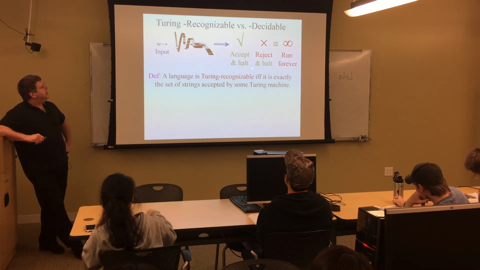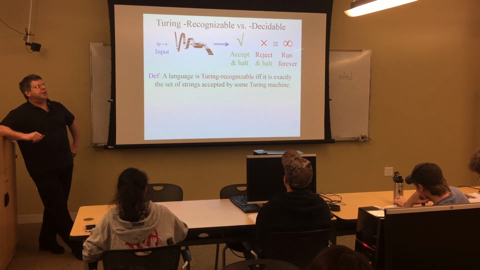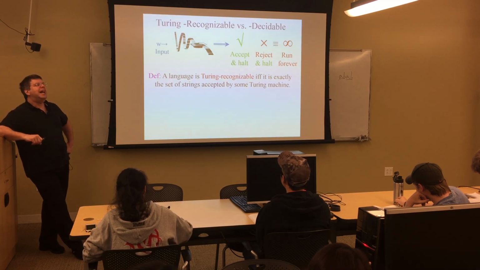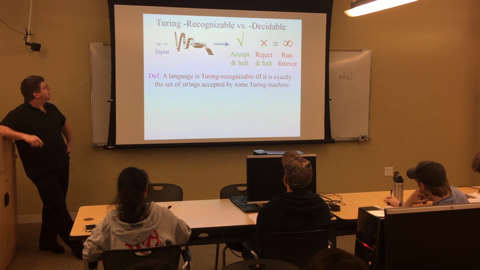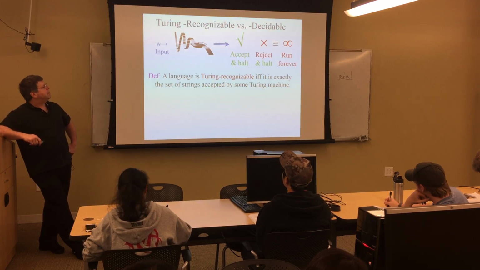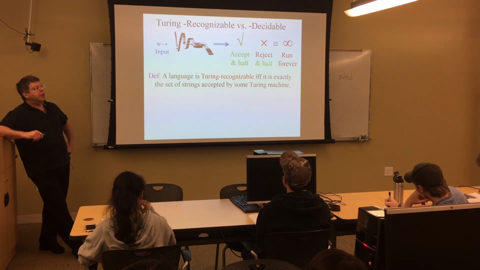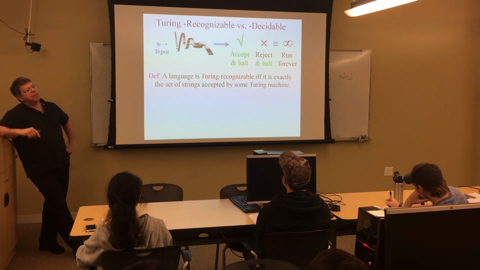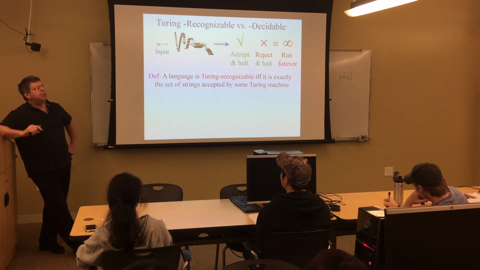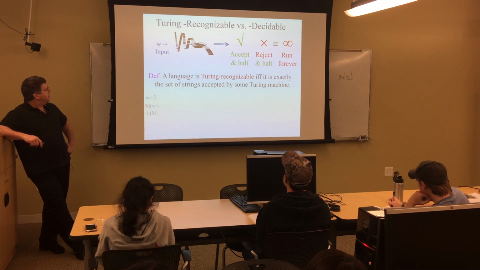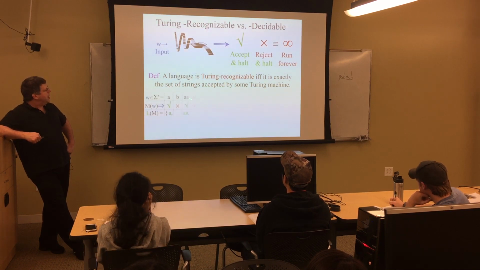So a Turing machine that has this property that it is allowed to run forever sometimes, and it accepts a set of strings. That set of strings is called recognizable, or Turing recognizable, because it's a set of strings accepted by some Turing machine that may run forever sometimes, and we construe that running forever is equivalent to a rejection because it's not an accepting state.